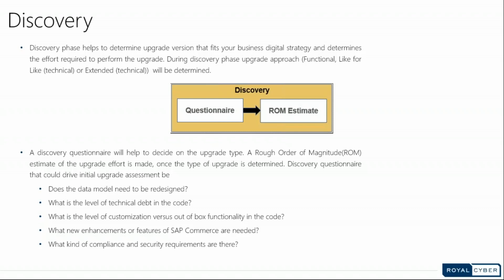Also during this discovery phase, the upgrade approach will be determined, which will be functional, technical, or a custom extended technical one. The discovery questionnaire covers whether the data model needs to be redesigned, what the level of technical depth in the code is, and what the level of customization versus out of the box in the code is. Also, what new features or enhancements introduced in the new SAP Commerce platform are required for the upgrade, and what kind of compliance and security requirements there are, and so on.